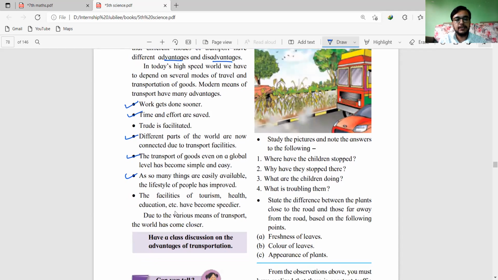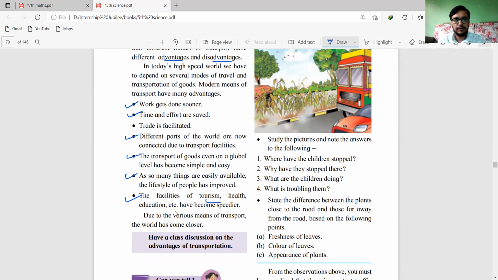As so many things are easily available, the lifestyle of people has improved, right? Due to the increase in facilities, the lifestyle has become simpler and easier. The facilities of tourism, health, education have become speedier, right? With the help of transport, we can travel to another country, right?